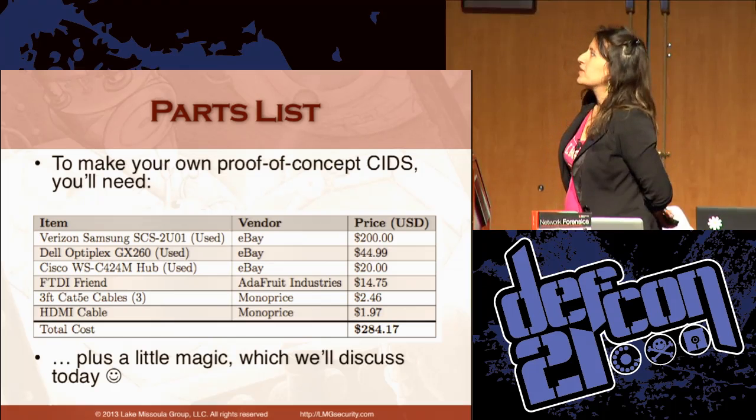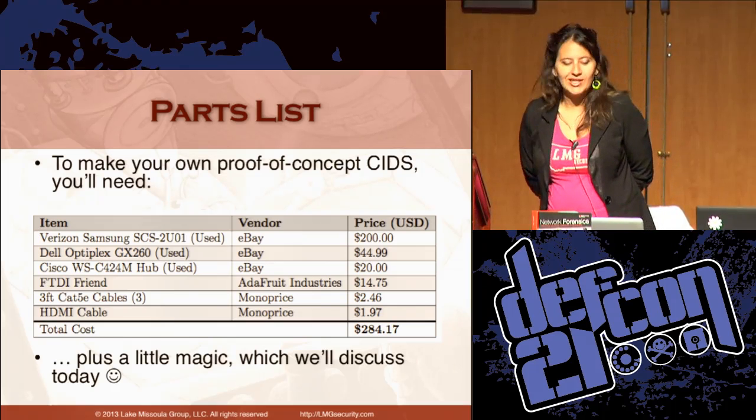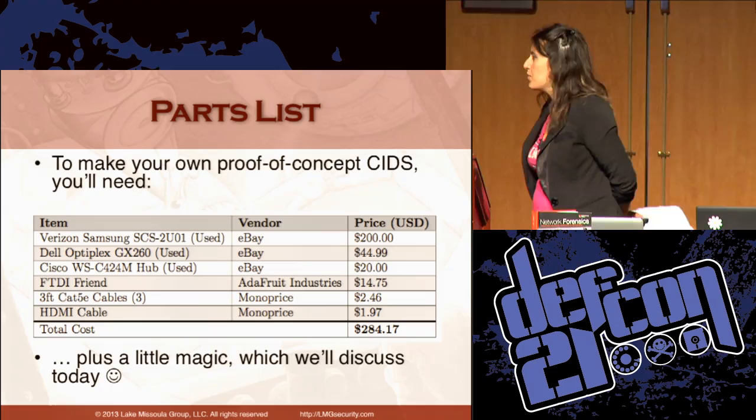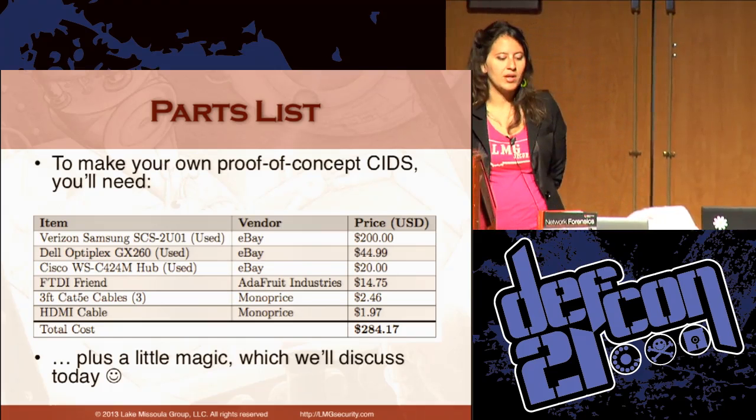So here's the parts list. This is all you need to make your own cellular intrusion detection system. First, you need a femtocell. You can get it used. The one that we used as an example was $200 even on eBay.